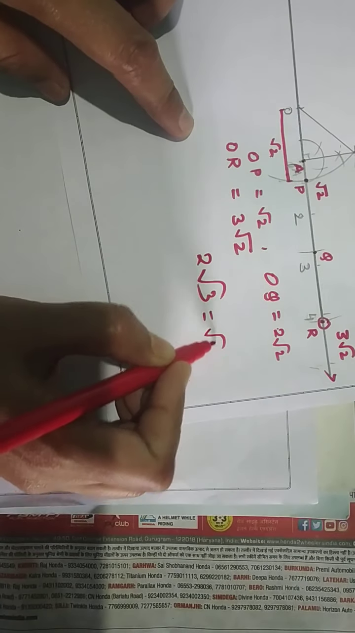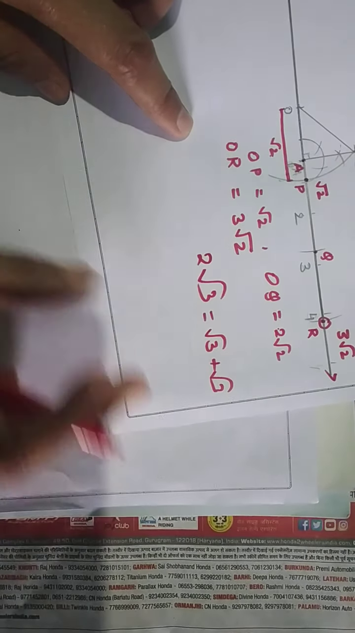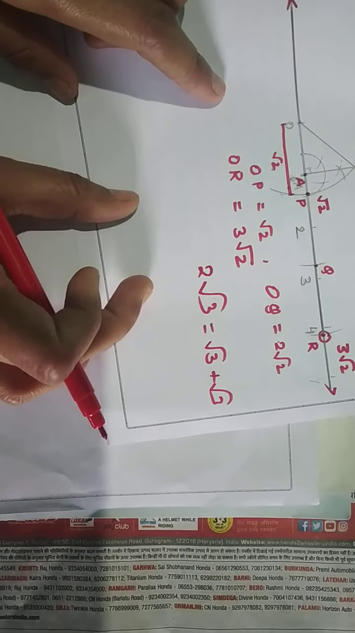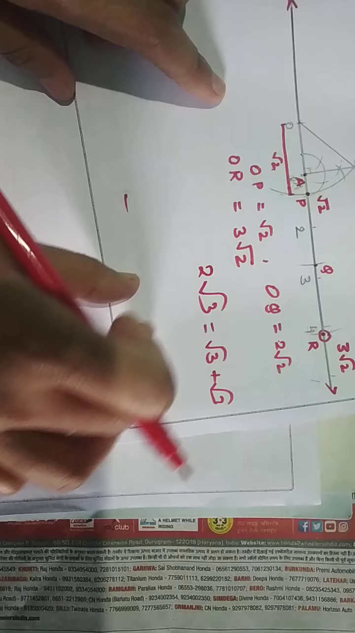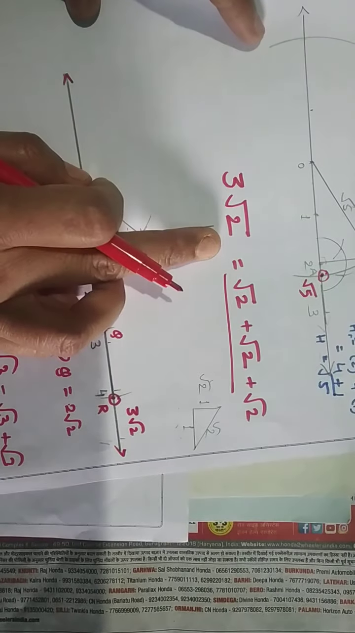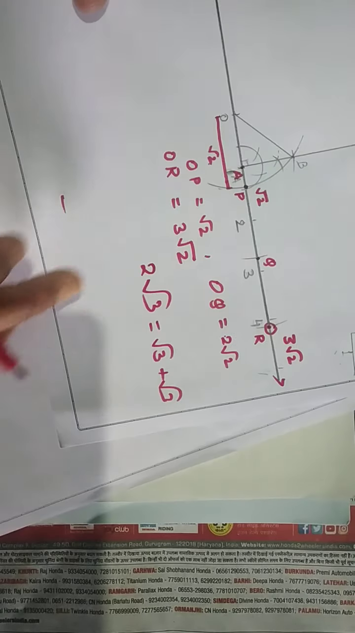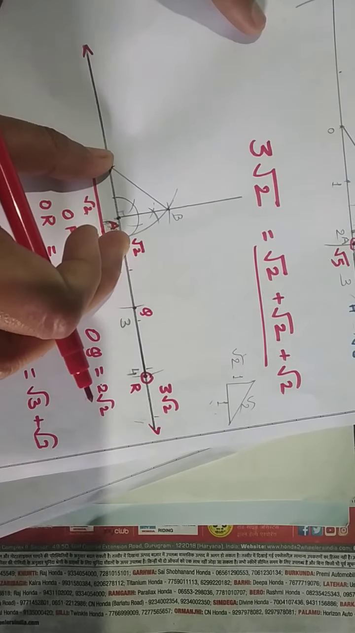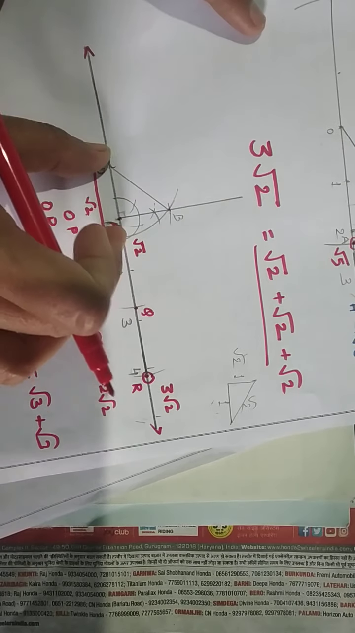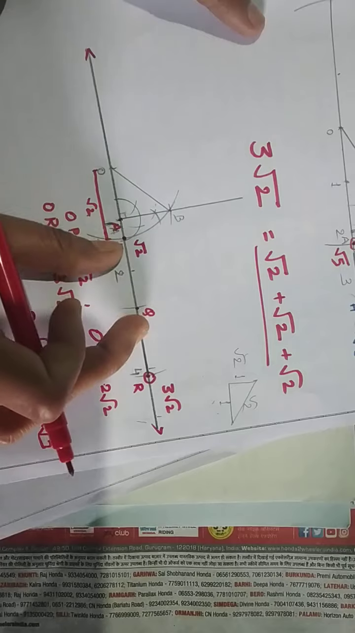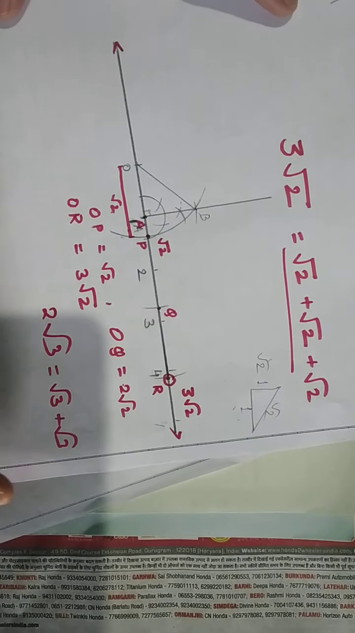So, how will you draw? 2 root 3 will be equal to what? Root 3 plus root 3. So, you have to draw root 3 first, and the same distance you have to cut 2 times, root 3 plus root 3. As we have drawn 3 root 2, in the same manner you can draw 2 root 3. So for that you have to draw first root 3 and then again with the same arc you will cut that distance again as root 3. Root 3 plus root 3 will be equal to 2 root 3.